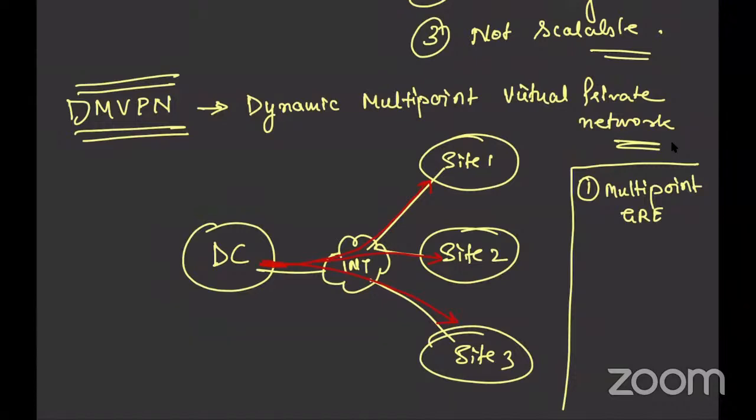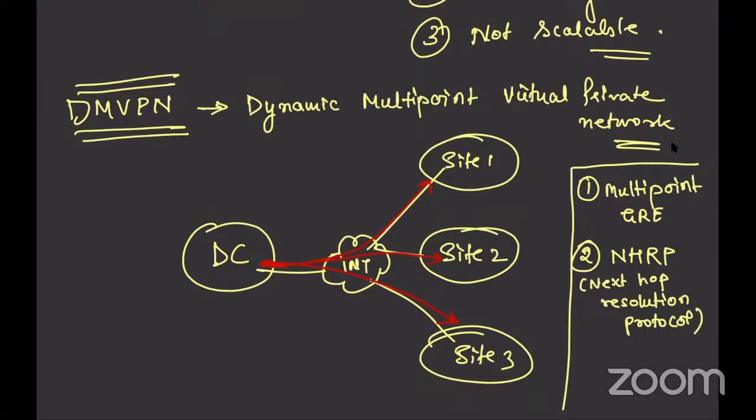A multi-point GRE tunnel will not have a destination address. You don't need to configure it. Whatever the other end is, it is going to take that destination address. But how is it going to get the other end's destination address? There is a new protocol introduced which maps the destination address. That protocol is NHRP, the Next Hop Resolution Protocol. It tells you about the next hop which is going to be used. So this is the second component.